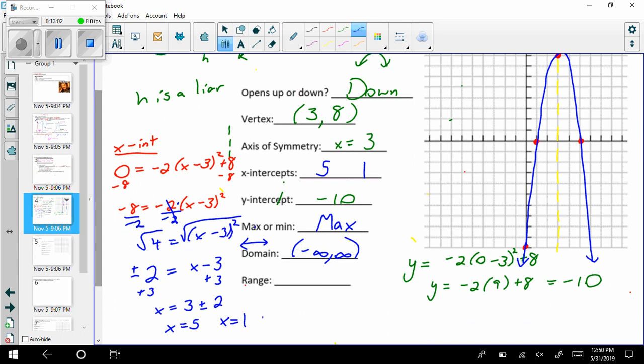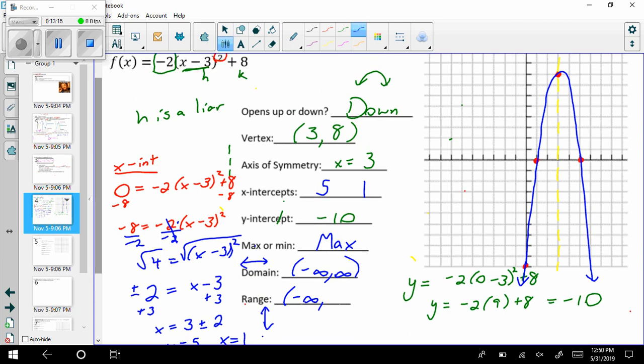The range, remember, we want to think vertical. How far down does this graph go? Well, because of the arrows, we keep going. So you should say negative infinity. And what's the highest point my graph reaches? Well, it was 8. And I want a bracket because I actually reached that point. Okay, a lot of analyzing, but we're just taking all these pieces that we've used in previous sections and applying them to quadratics.